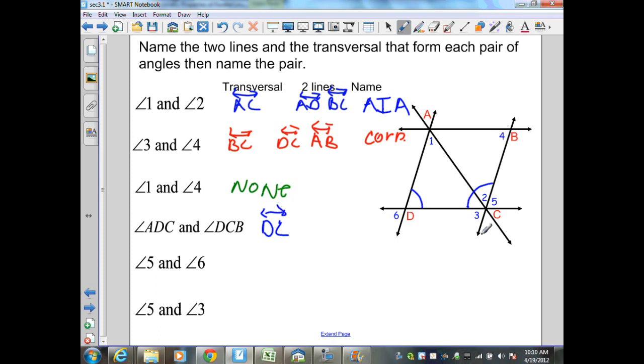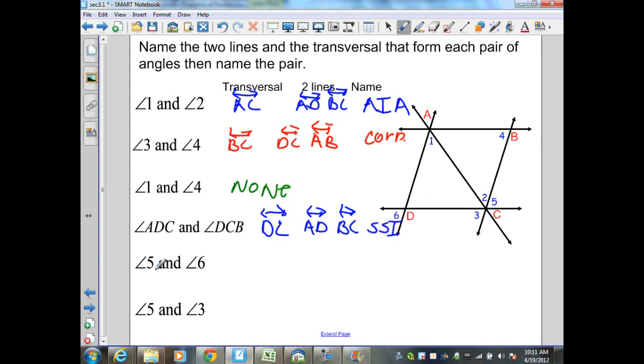The two other lines that help form those angles are line AD and line BC. Let's identify them. They're both on the same side of the transversal. They're both in between my two other intersected lines. Therefore, these are same side interior angles.